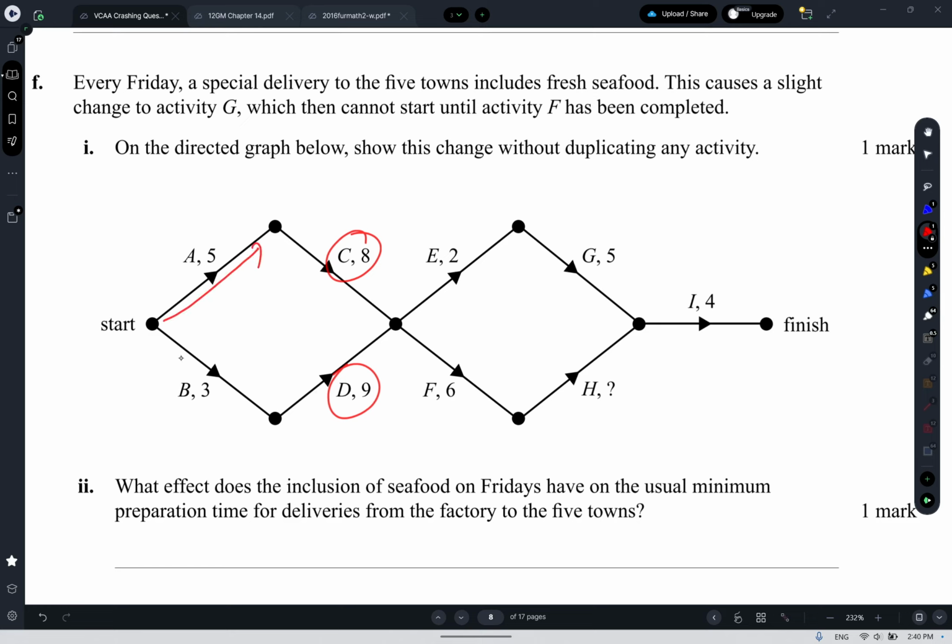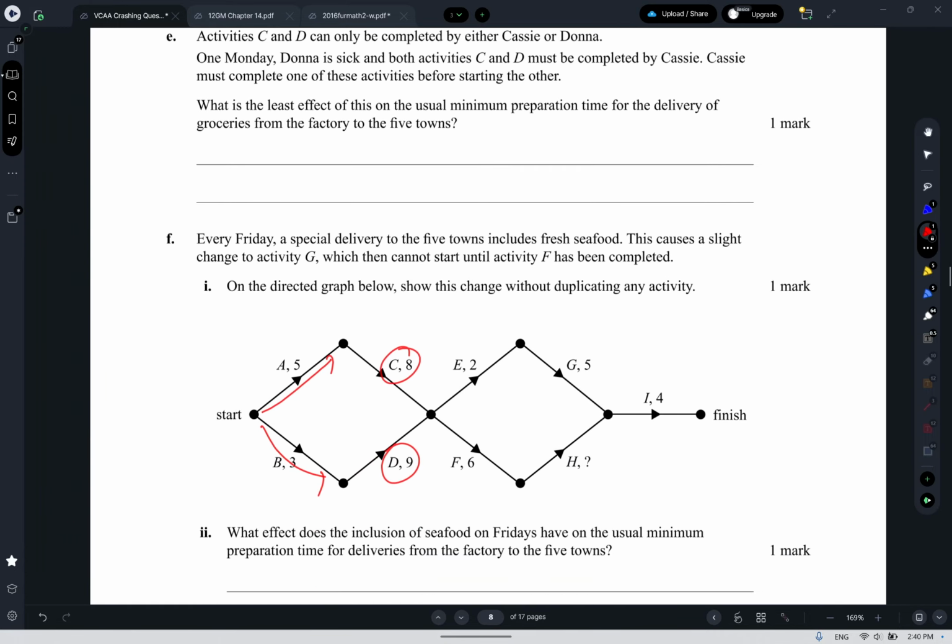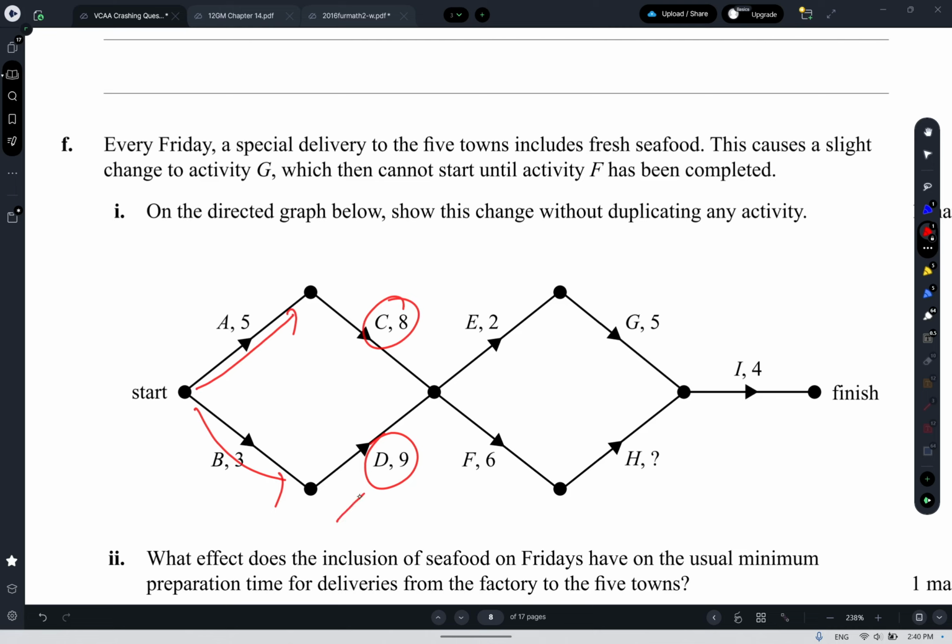So if we were to start activity A and B at the same time, B would finish after 3 hours, and then we could get Cassie. I think it's Cassie. Yeah, Donna's 6, so Cassie. Cassie would immediately start on activity D after 3 hours and would finish after 12 hours. So B and D would finish after 12 hours, by which time activity A has been finished for 7 hours, and activity C is sitting there waiting. It hasn't been done yet because Cassie has to do it.